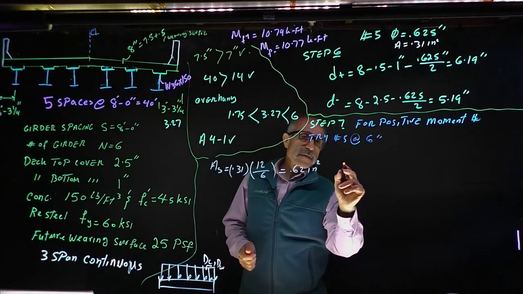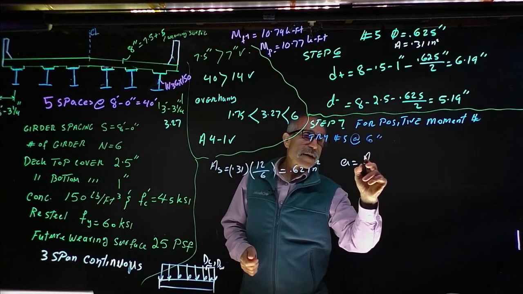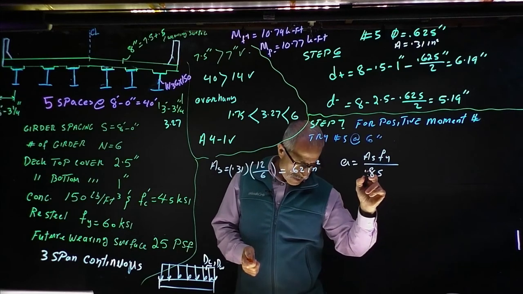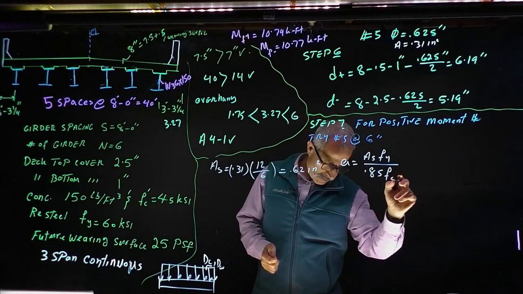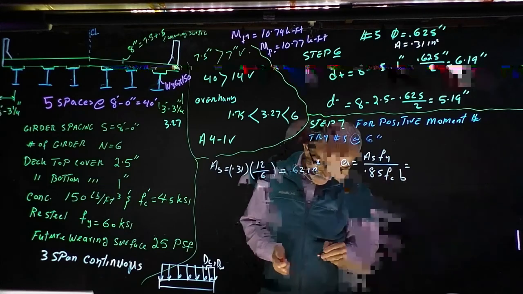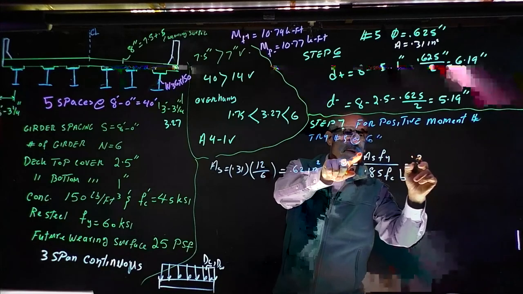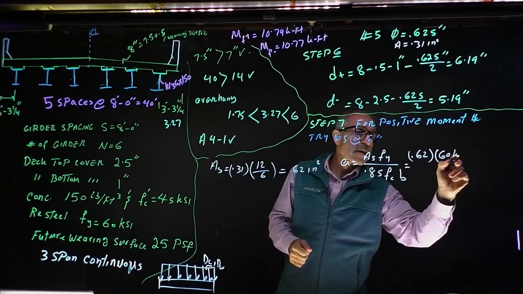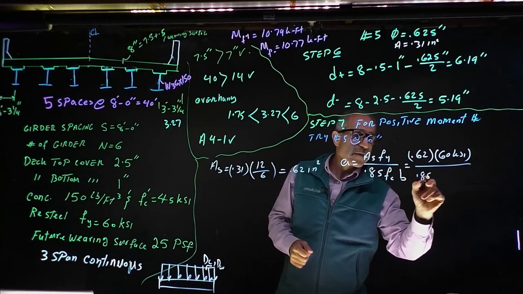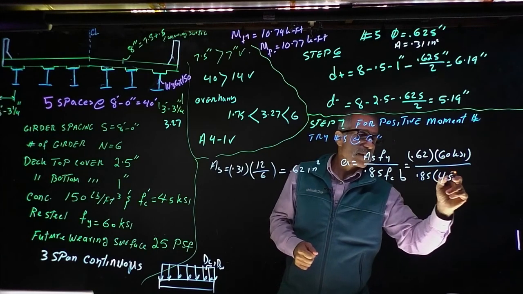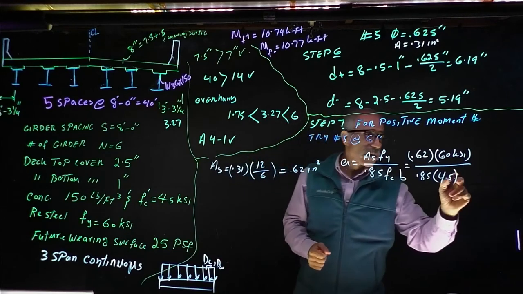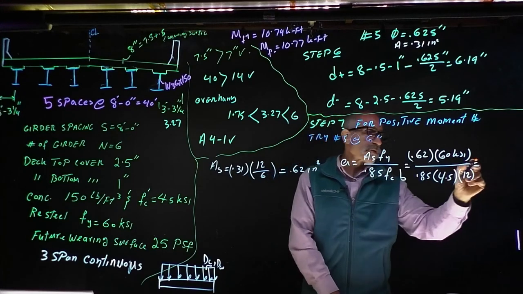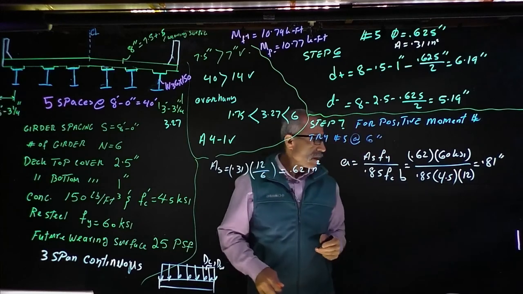And you've seen this formula a lot before. Let me write this formula down. It's going to be a equals AS times fy divided by 0.85 times fc times b. In our case, AS came out 0.62, multiplied by fy, which is 60 ksi, and we have 0.85 times 4.5 ksi for the concrete. And I think the b was 12 inches. Everything is in inches, and it's going to come out to 0.81 inch. All right, we're good there.